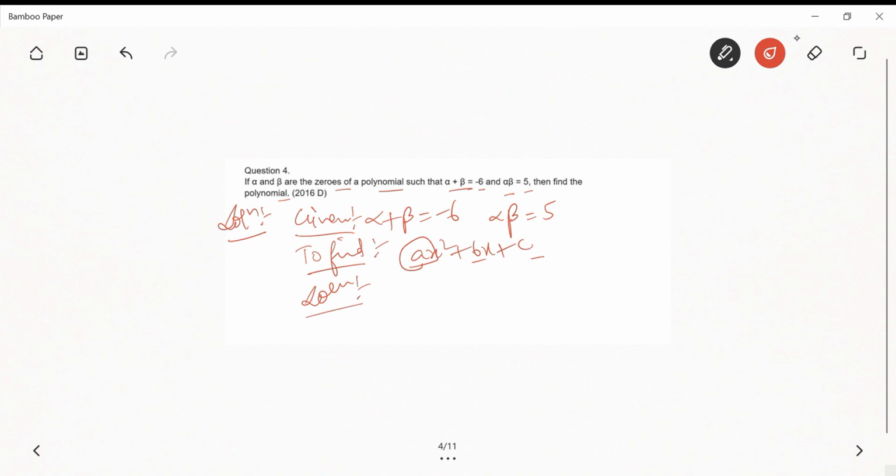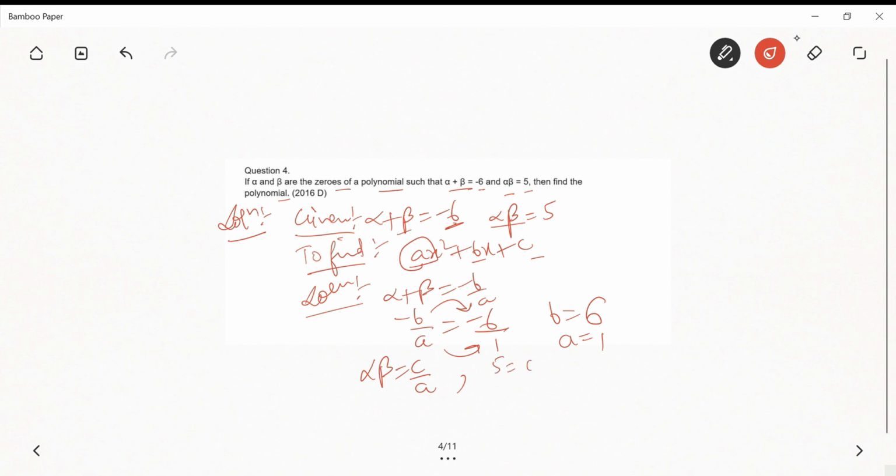First of all, we know that the sum of the zeros is minus 6, and the sum of the zeros is equal to minus b by a. So minus b by a is equal to minus 6. Now compare the numerator part and the denominator part. So you will get that b is equal to 6 and a is equal to 1. Got it? Now the product of the zeros, that is alpha into beta, is equal to c by a. So alpha into beta is 5, so 5 is equal to c by a. Now again compare the numerator and denominator part, so you will get that c is equal to 5.